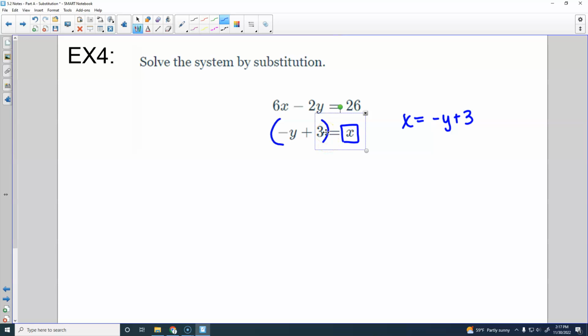This one's going to be a little different than the last problem because what we're plugging in is a little bit longer. We're going to take this stuff right here that's equal to x, and plug it in for our x, and make sure you put parentheses around it when you do that. So it will look like this: 6 times negative y plus 3, got to have the parentheses around that, minus 2y equals 26.